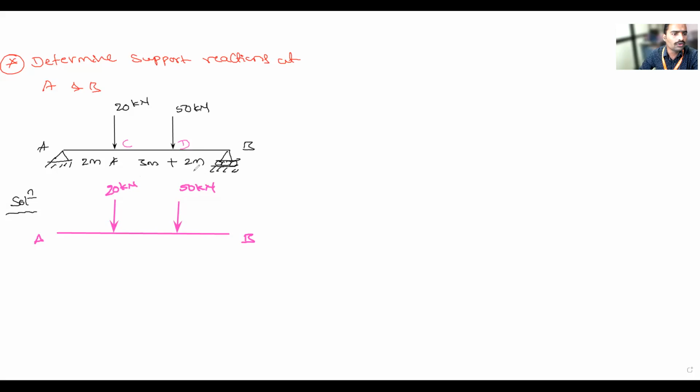Now at A, which type of support is it? Is it simple? Fixed, simple, roller, or hinged? Fixed support. Good. Any other answers? Hinged or fixed or simple?